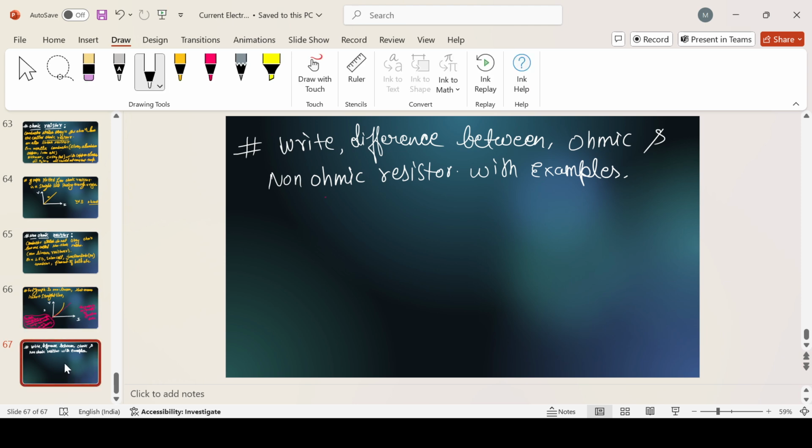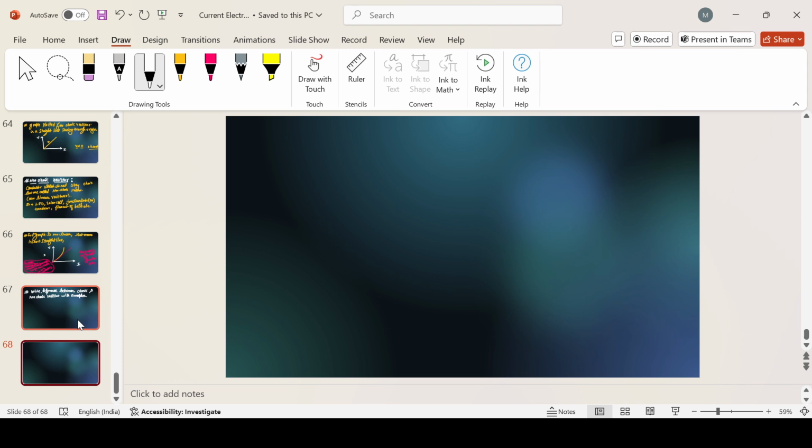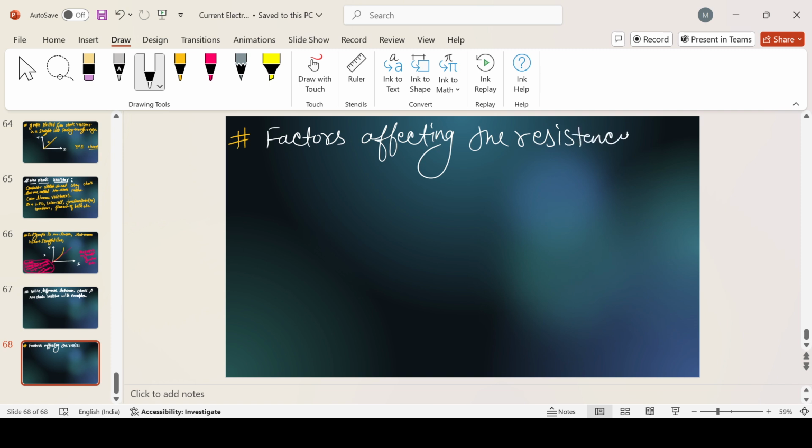Now come to the interesting part. Okay? And the interesting part is what? Factors affecting the resistance of a conductor.